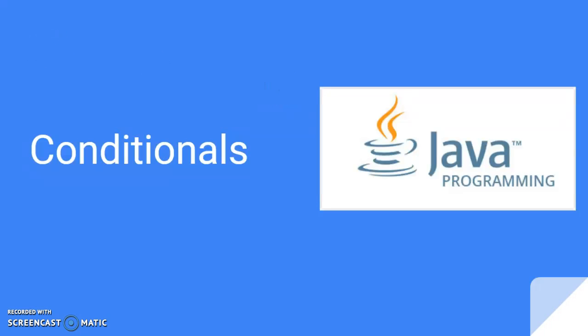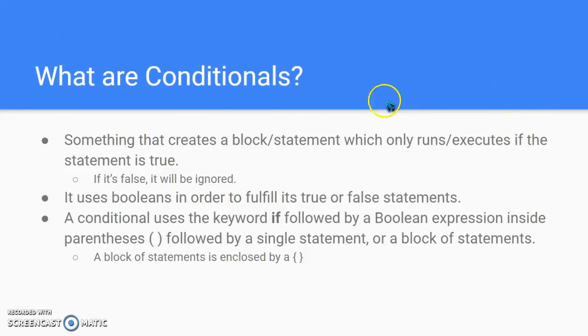For this video, we will be talking about conditionals. Now, what are conditionals? They're something that create a block or statement which only runs or executes if the statement is true. If it's false, it will be ignored or skipped over. It uses booleans in order to fulfill its true or false statements.